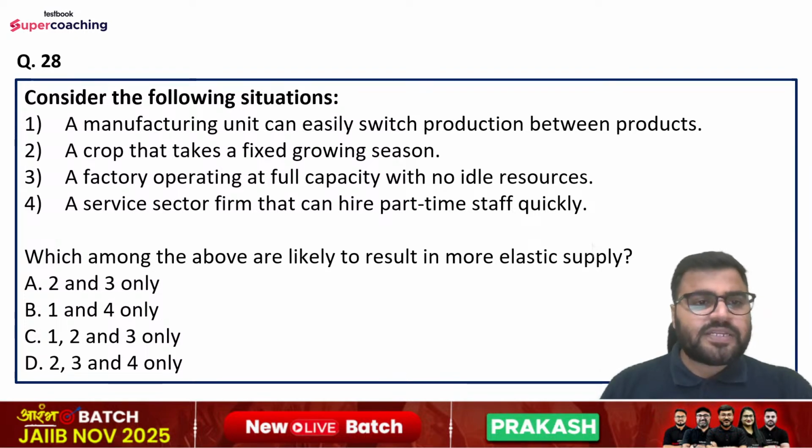Question number 28, consider the following situations. A manufacturing unit can easily switch production between products. A crop that takes a fixed growing season. A factory operating at full capacity with no idle resources. A service sector firm that can hire part-time staff quickly. Which among the above are likely to result in more elastic supply?